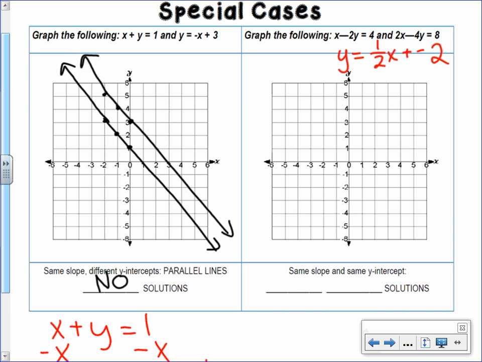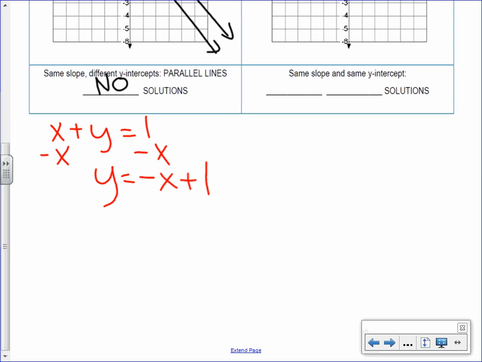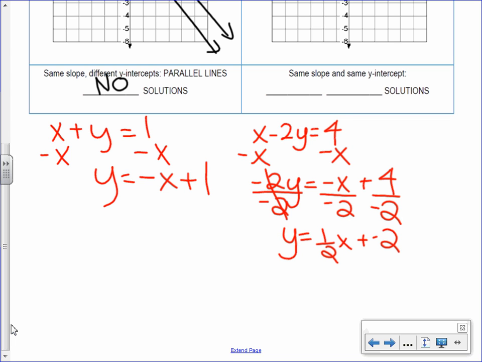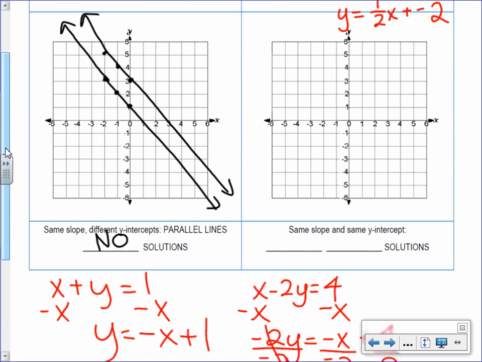Okay, so let's solve this first one. The first one was x minus 2y equals 4. So I subtracted x. I get -2y equals -x plus 4. Divide by -2. Divide by -2. So those cancel. Y equals a negative divided by a negative makes a positive. 4 divided by 2 is -2. So when you get something like that, it's the same line for both of them. So we had -2, up 1 over 2, up 1 over 2.